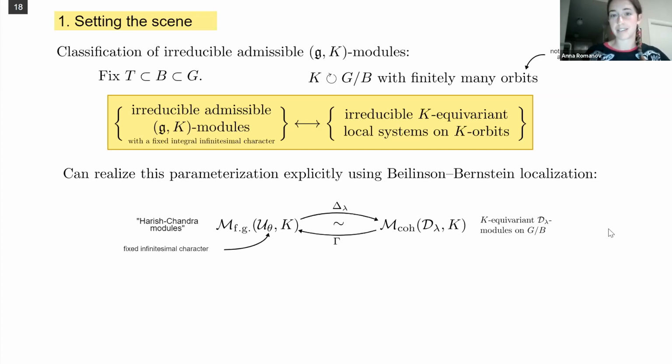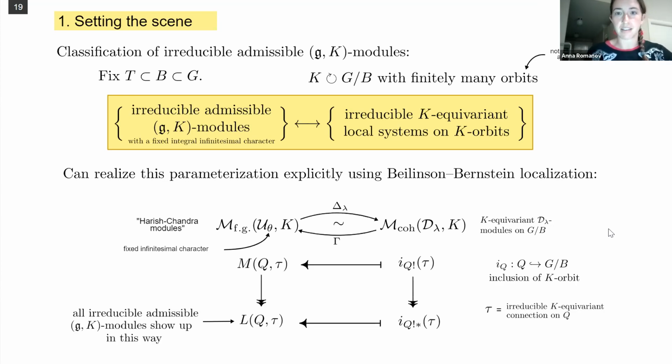So if you hand me some GK module, I can take its localization and I can find myself a D module. And if you hand me some K-equivariant D module, I can take its global sections, and this will construct for me an admissible GK module. So we can use this to write down the classification somewhat explicitly if we work in the geometric category. So within this category of K-equivariant D modules, we have certain standard and simple objects that are constructed as standard and simple objects usually are in these geometric categories.